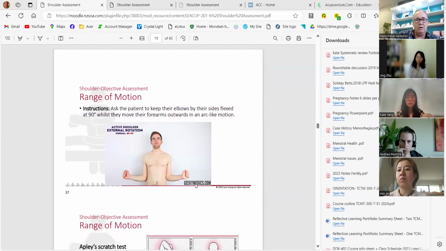Again, you're going to ask your clients to flex at 90 degrees and then open the arms up to see what the range of motion is, what the arc is, and where the pain is. So you can see 80 to 90 degrees, which is almost 90 degrees. With the start point, the fist was here where the arrow is, and it opens up to there. That's a 90 degree arc.